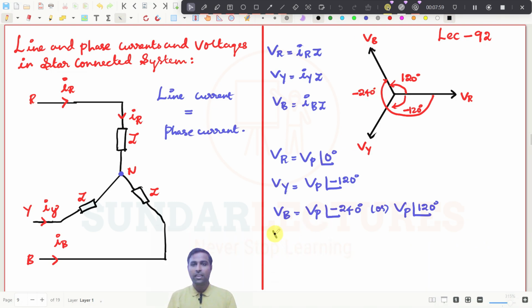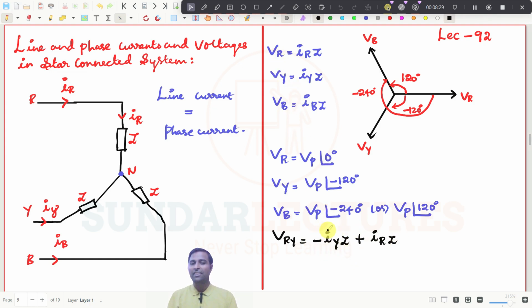See, Vry means you have to travel from Y to R. So travel from Y to R, what will you get? The direction you have to travel is like this, the same direction you are going, so it will be minus Iy into Ez. That is the voltage here, and then this current is coming opposite, so obviously it will be plus IR into Ez.